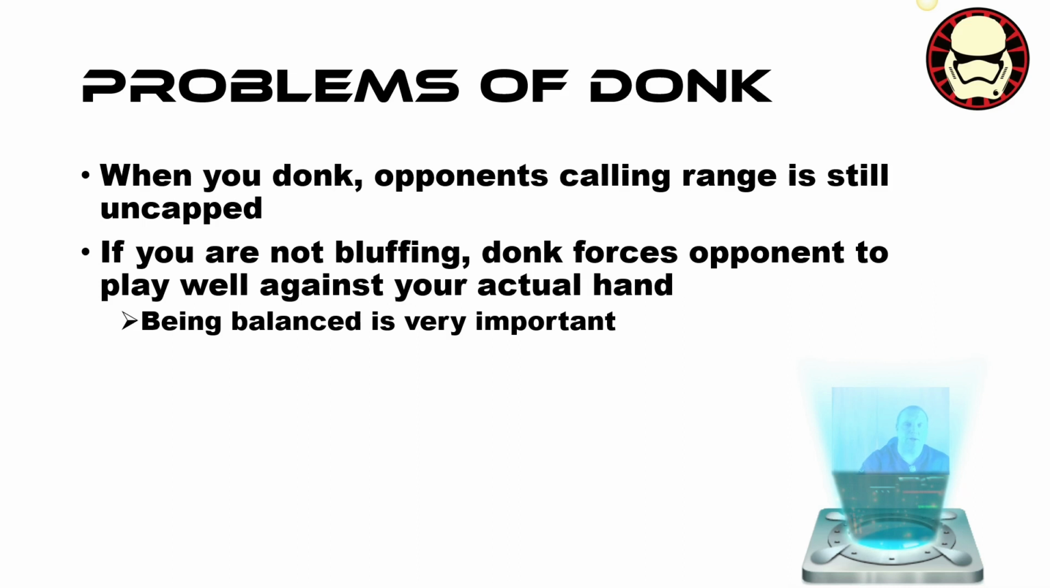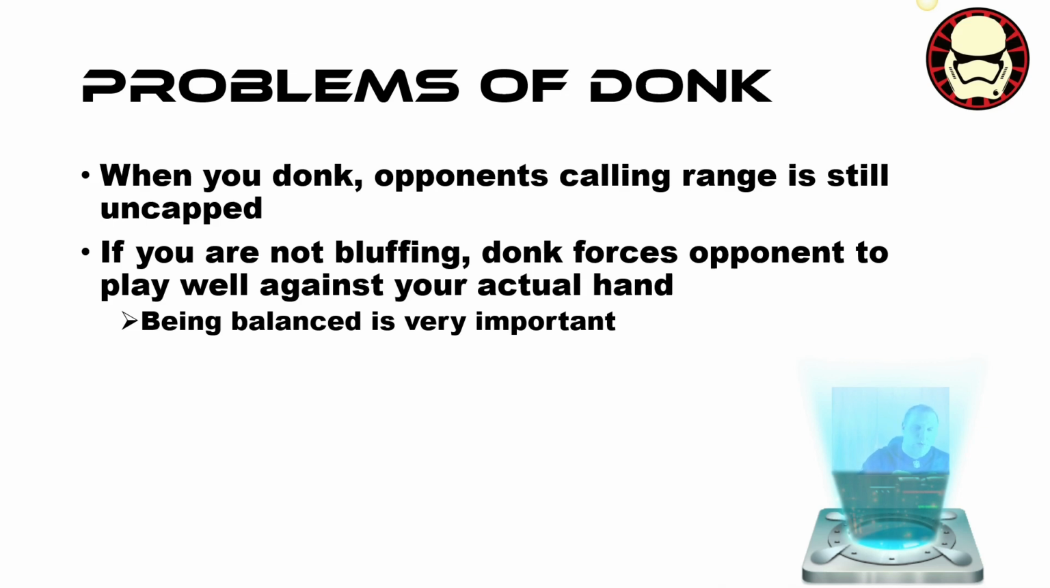If you're not bluffing and you're donking with a value hand, then the donk forces the opponent to play well against your actual hand. That's why being balanced is very important. What I have seen at small stakes about people's donking ranges is that they don't have any balance. Some people donk strong hands, some donk total air on bad boards, some donk with blockers, but they don't barrel the turns and rivers, and there's no balance. Check raising ranges might have better balance, but donking ranges do not.